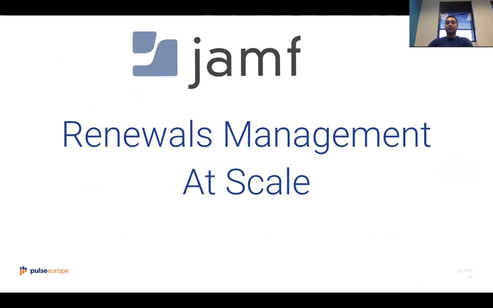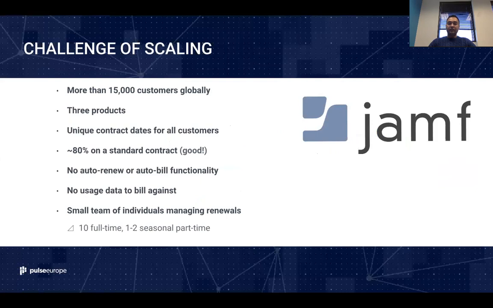I also wanted to share a story that was presented at Pulse in 2018 by a customer of ours, Jamf. Wanted to share some of the best practices that they use internally. So again, the scale of Jamf is about 15,000 customers. So a lot of renewals that are up every quarter, every year, and obviously have unique contract dates for all customers. And no auto renew or no auto billing functionality existed at a certain point in time. They also have a small team, which essentially puts a lot of onus on a smaller team to manage these renewals on a consistent basis.